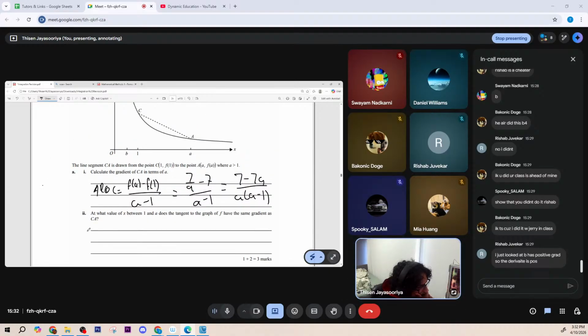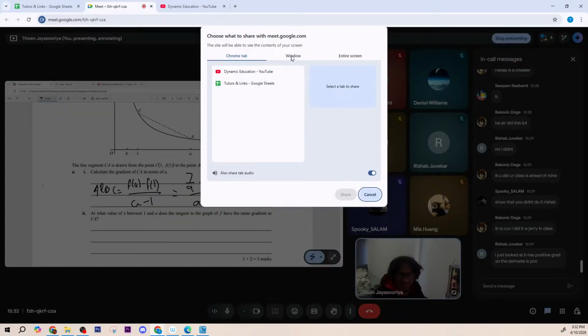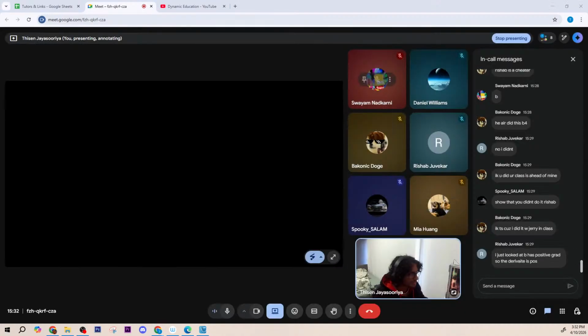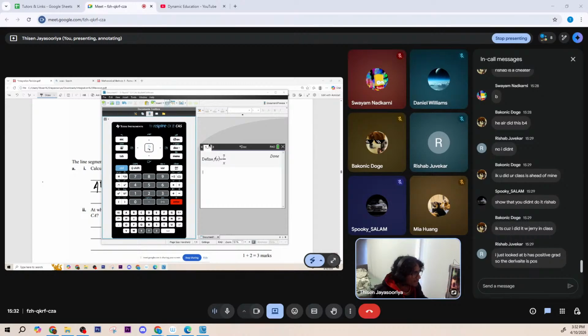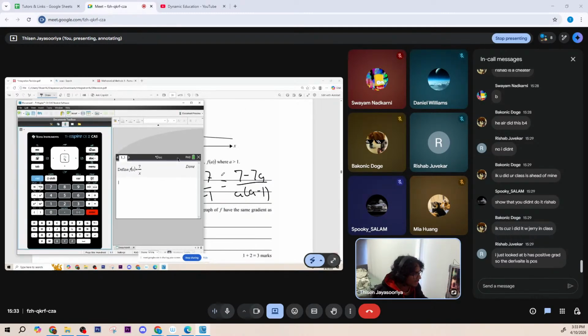So calculate this in terms of a. For what value of x between 1 and a does the tangent to the curve have the same gradient as CA? So no, not quite. Here, what we do is, let me screen share the whole screen. I have here my f of x, and I already know my a rock. It's going to be down here.